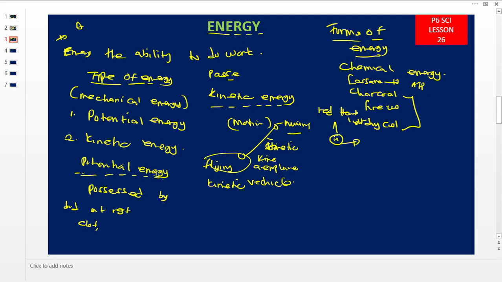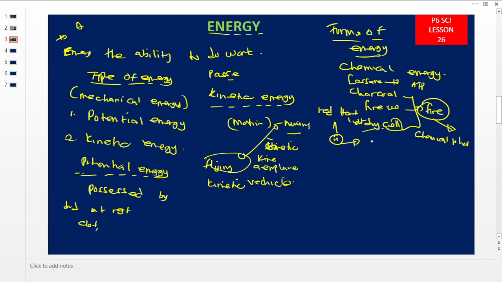For example, charcoal on a charcoal stove, when it is not hot, is having chemical energy. Then when it starts to produce heat and light, the chemical energy in it is now being turned into heat and light. The same applies to firewood. Firewood has chemical energy, then as it starts to burn, producing heat and light, the chemical energy will have turned to heat and light. Even the dry cells, but we shall discuss these more when we join primary seven.